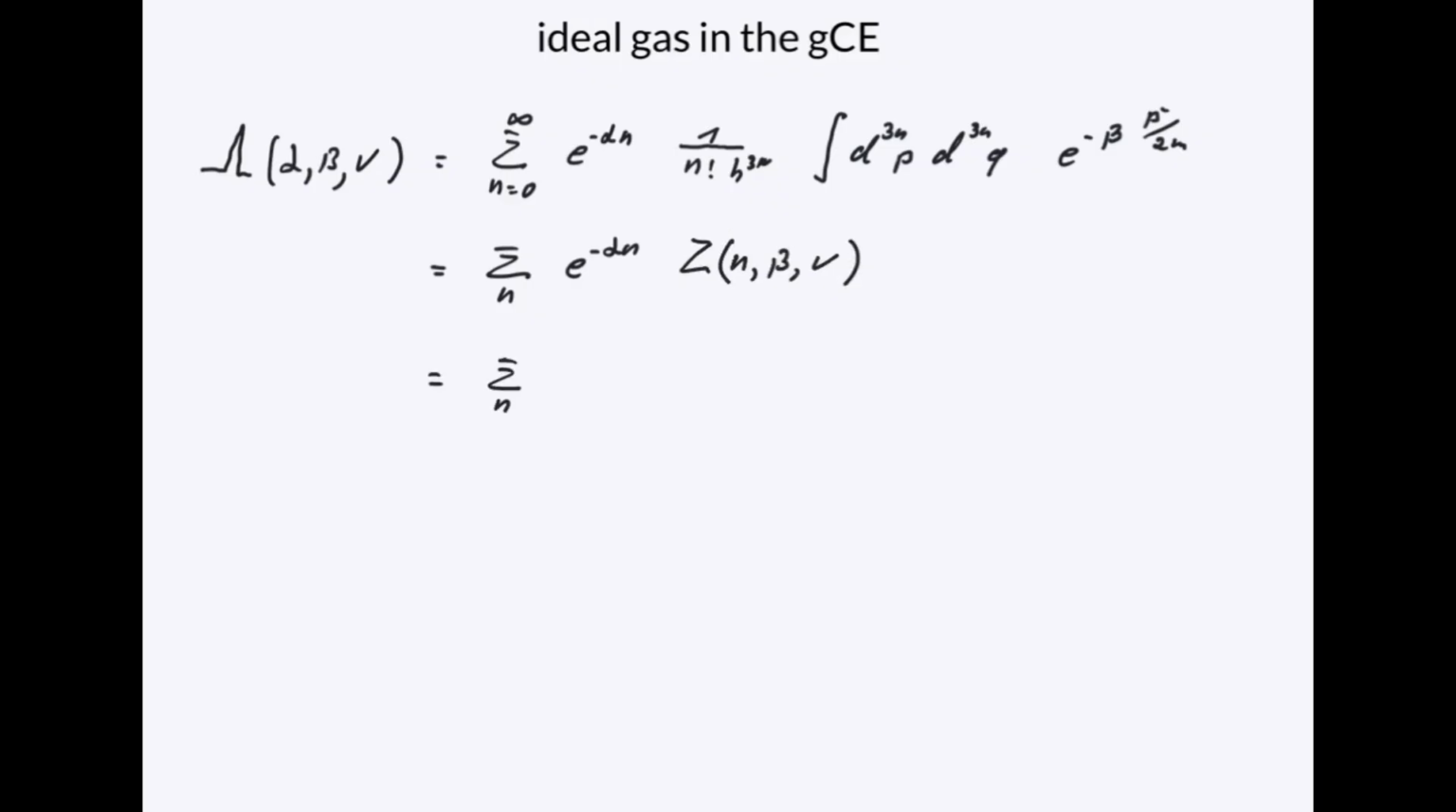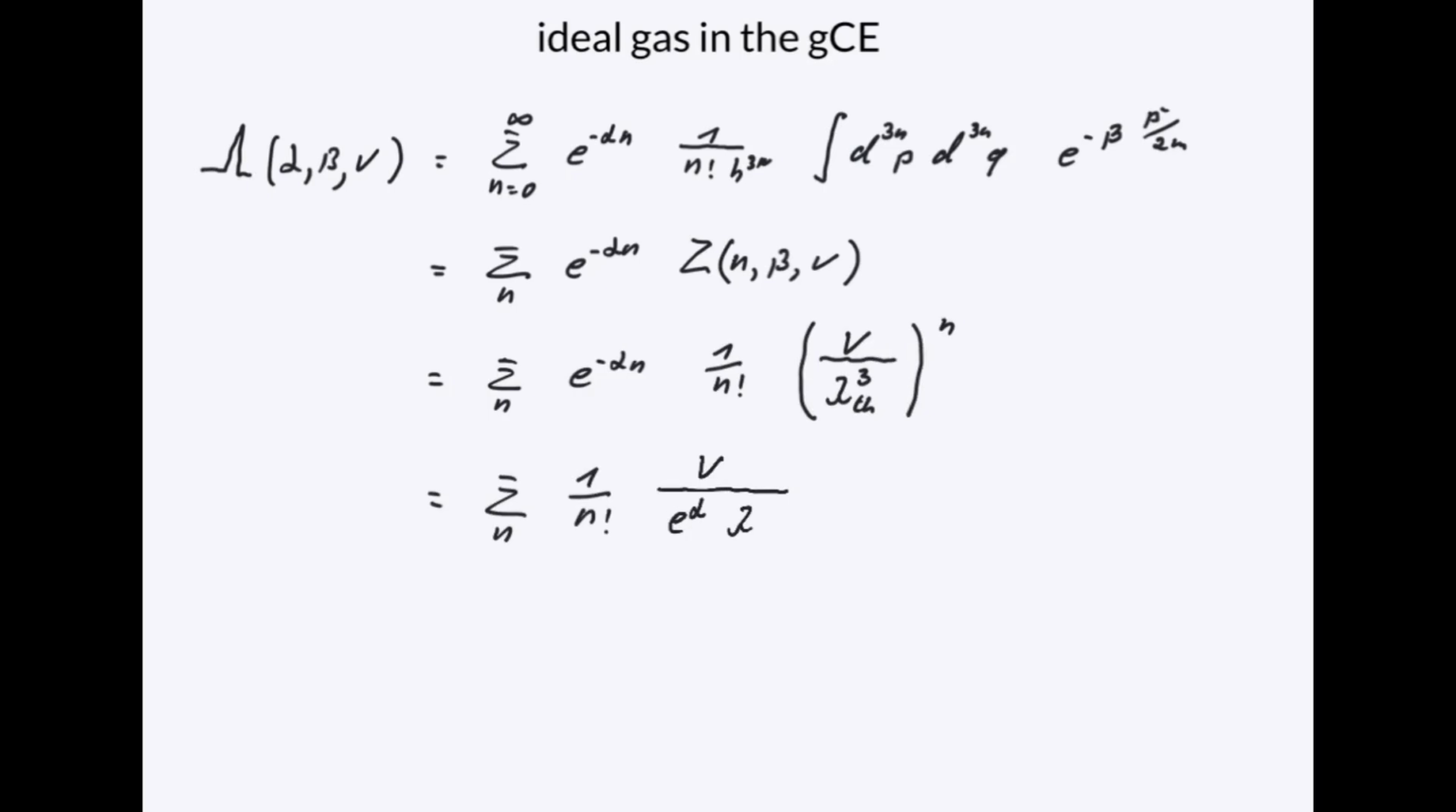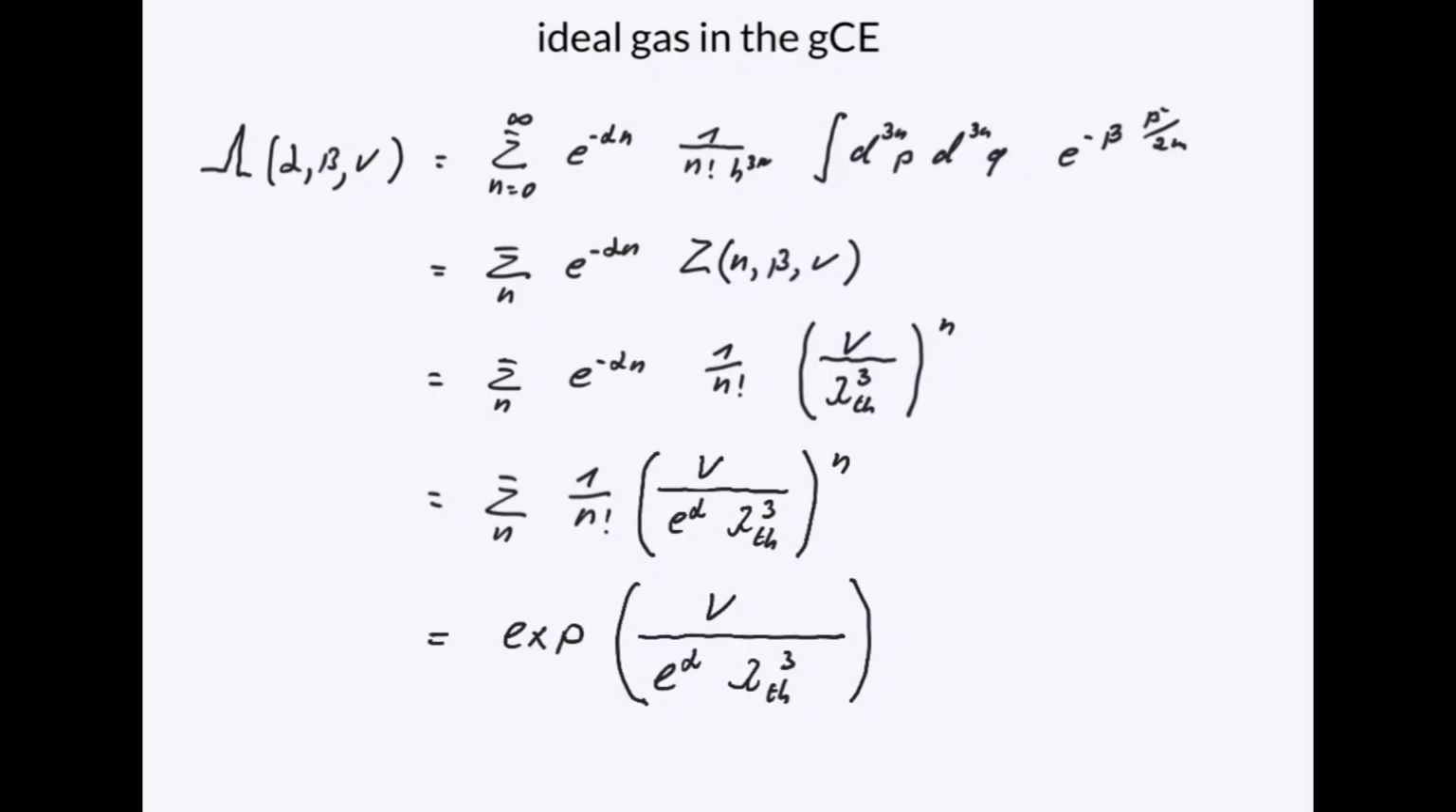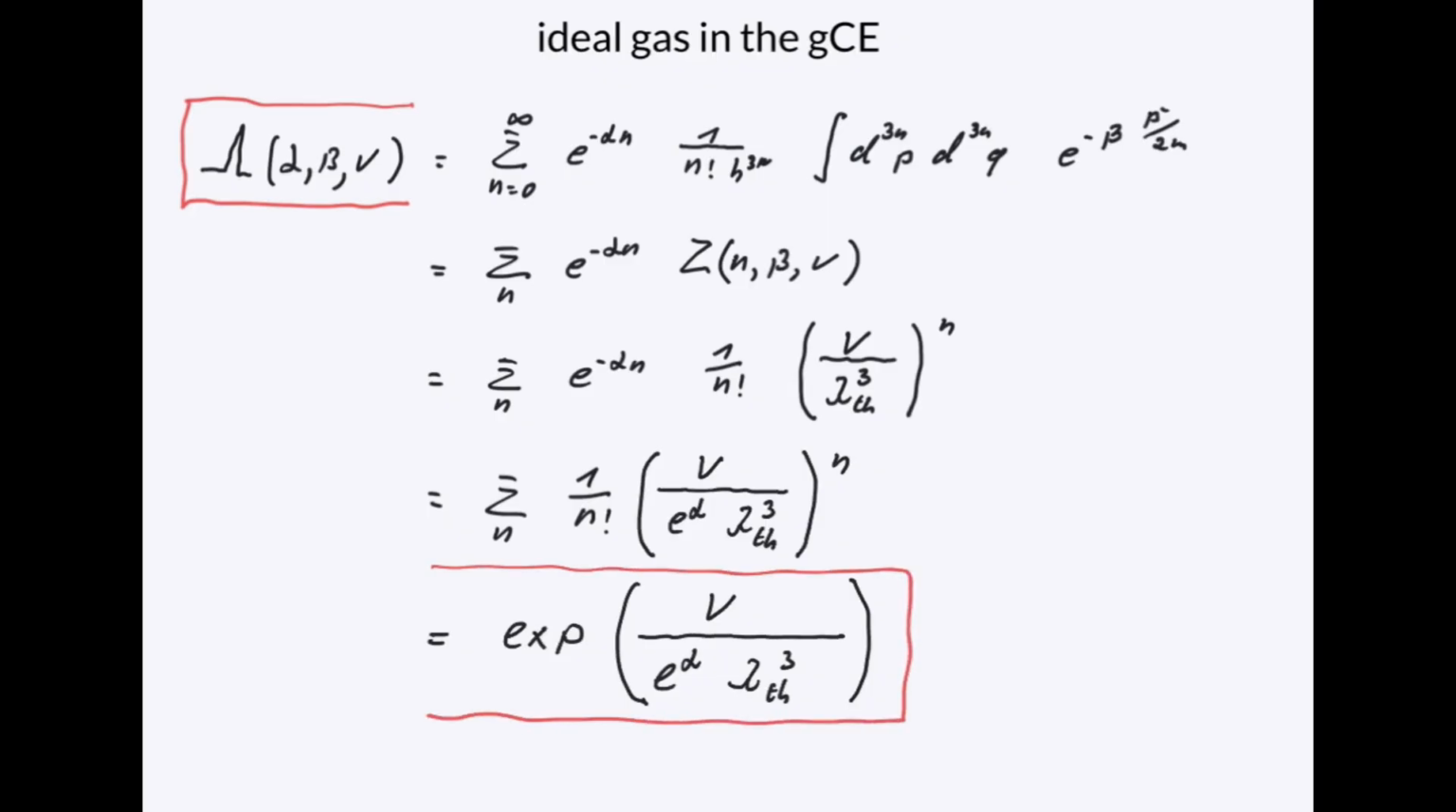Now, taking the result from the canonical ensemble and inserting it into the sum, the grand canonical partition function is given by the sum over all N, 1 divided by N!, the volume of the system, e to the power α, λ thermal to the power 3, all to the power N. The sum is nothing else than the definition of the exponential function. Hence, the grand canonical partition function of the ideal gas, Λ, is given by the exponent of volume divided by e^α and divided by λ thermal to the power 3.